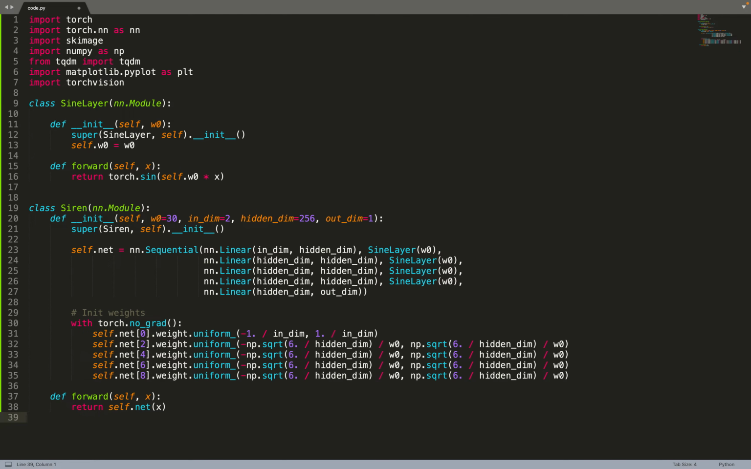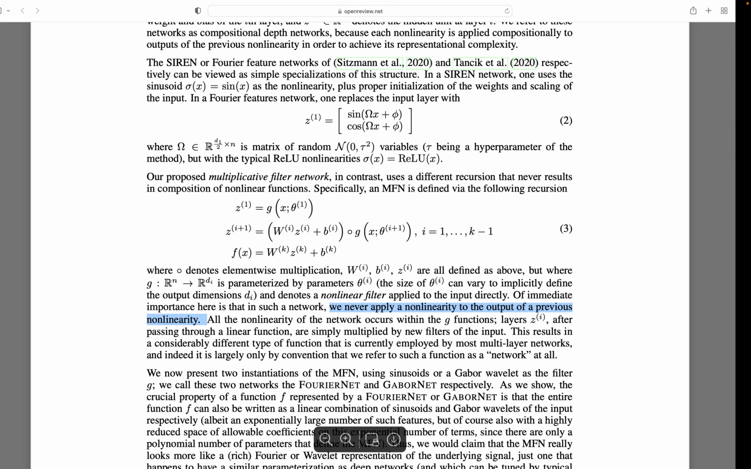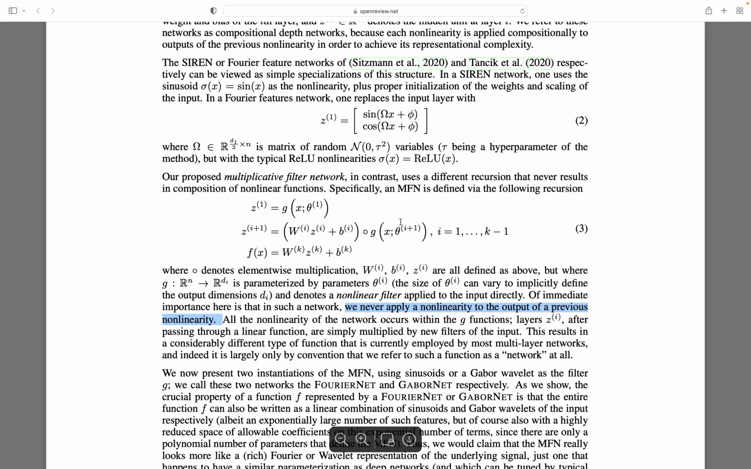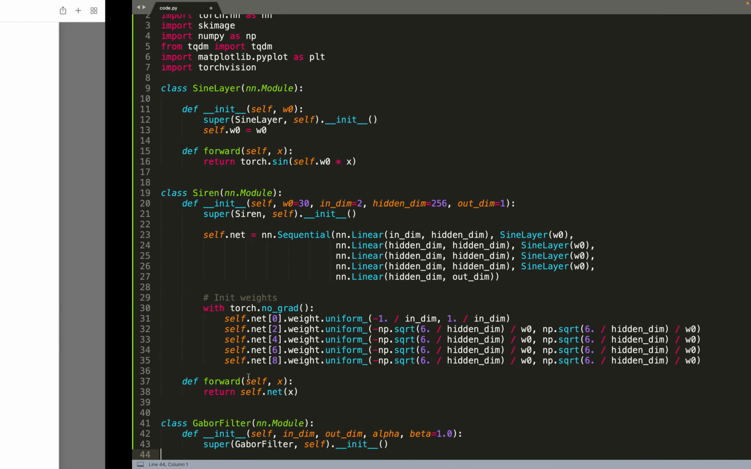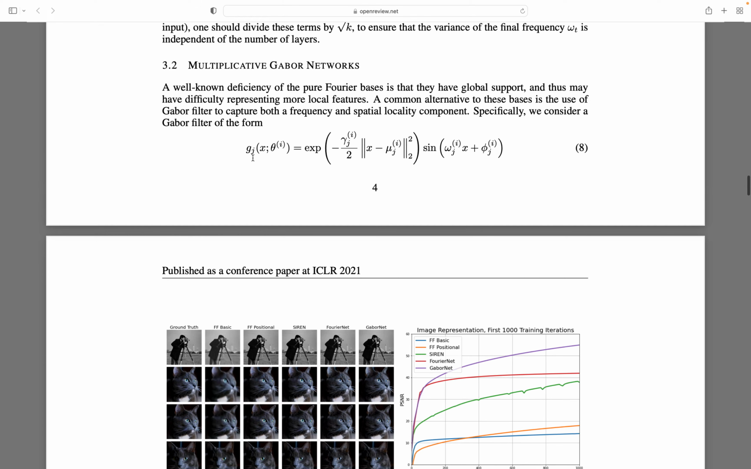But now let's focus on the Gabor network. First we can create a Gabor filter. The Gabor filter is the function g that we saw there, and if we go down, it's very simple. This is how g is defined. There are a few learned parameters: there is gamma, there is mu, there is W and phi.